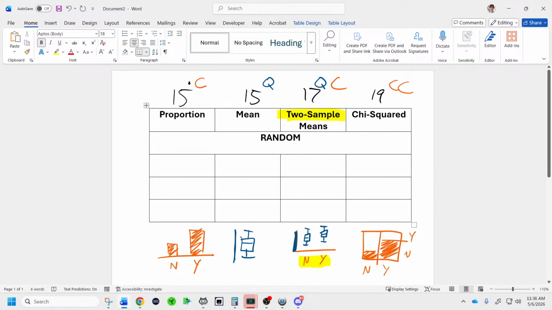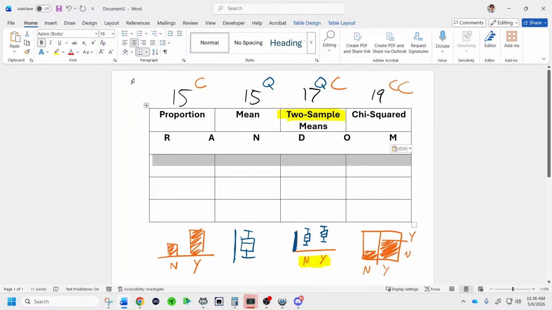Random. So random means you randomly collect your data. As long as you're randomly collecting your data, you are good on the randomness condition. So we randomly collect our data, and if we do that, we have met the condition of randomly collecting your data.